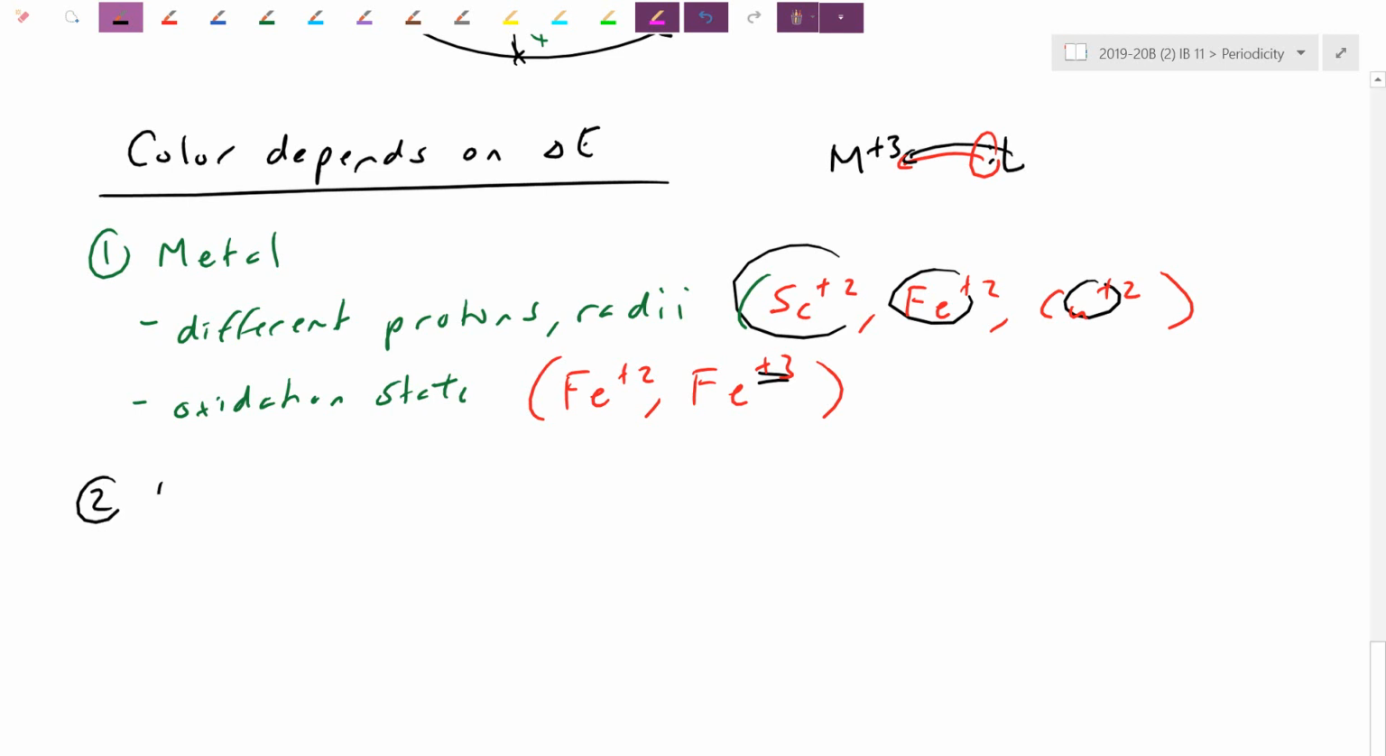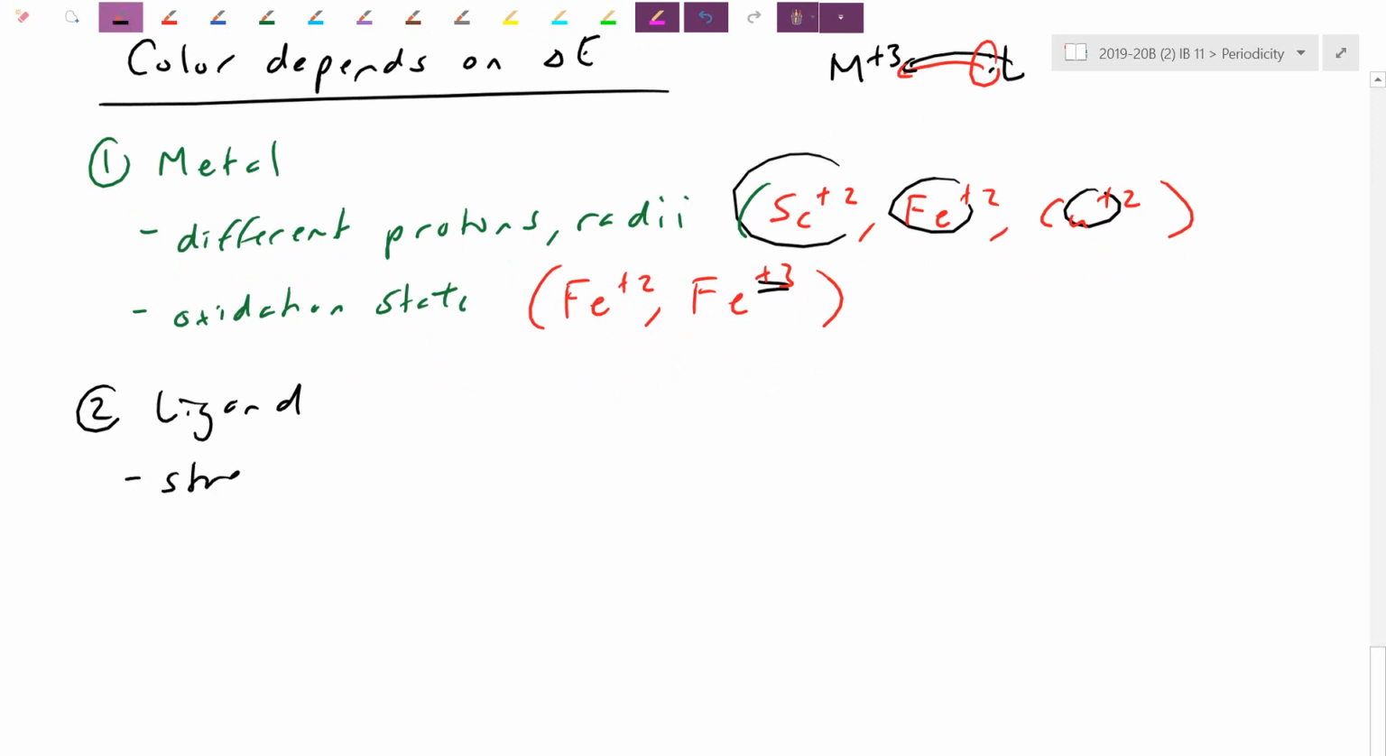How about the ligand? Here's where we can rehash some of the terms from earlier. Ligands are also differentiated by their strength, their stronger field. This is from what's called the spectrochemical series. Some ligands are just more electron rich than others. There's that ordering in section 15.